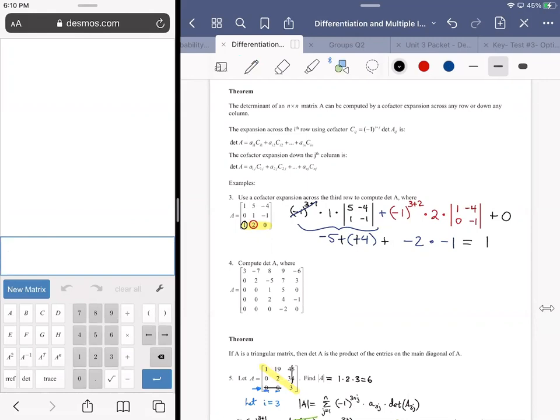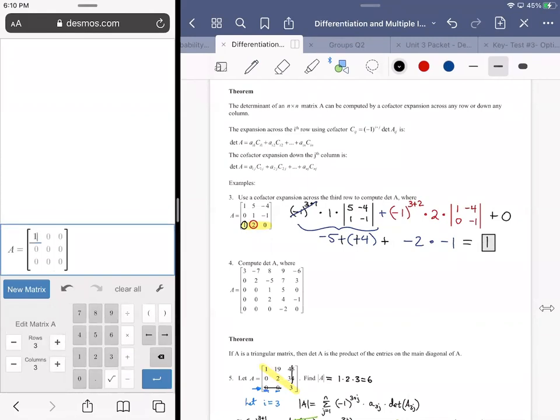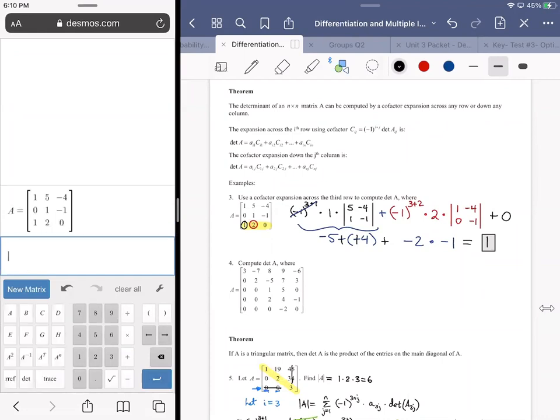All right. So we can verify that. If I screwed it up, we're going to find out pretty quickly. Put the values in, 1, 5, -4, 0, 1, -1, 1, 2, 0, and then determinant of matrix A, and we get a result of 1. So we're pretty happy.